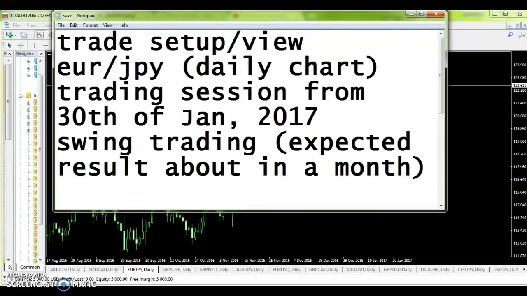Hello, today's video is about a trade setup view of Euro JPY. This would be applied on a daily chart, and this would be for a trading session starting from 30th of January 2017. Remember, this trading setup would be like a swing trading setup, and the expected results, if you want to catch the swings, may take at least a month.